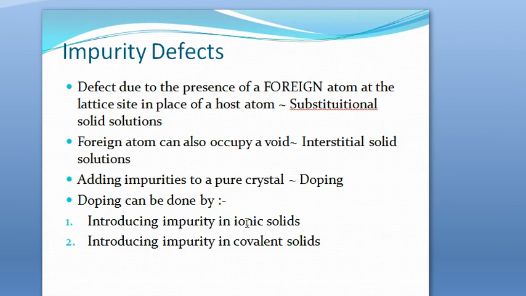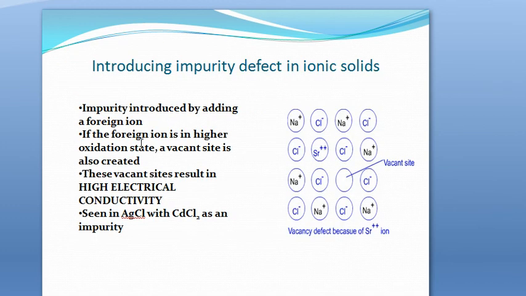We can introduce an impurity in an ionic crystal. We can do it in a covalent solid. Now we have taken up an ionic solid first. It is the same slide, the same diagram. Impurity introduced by adding a foreign ion. If the foreign ion is in, okay, this is very important.